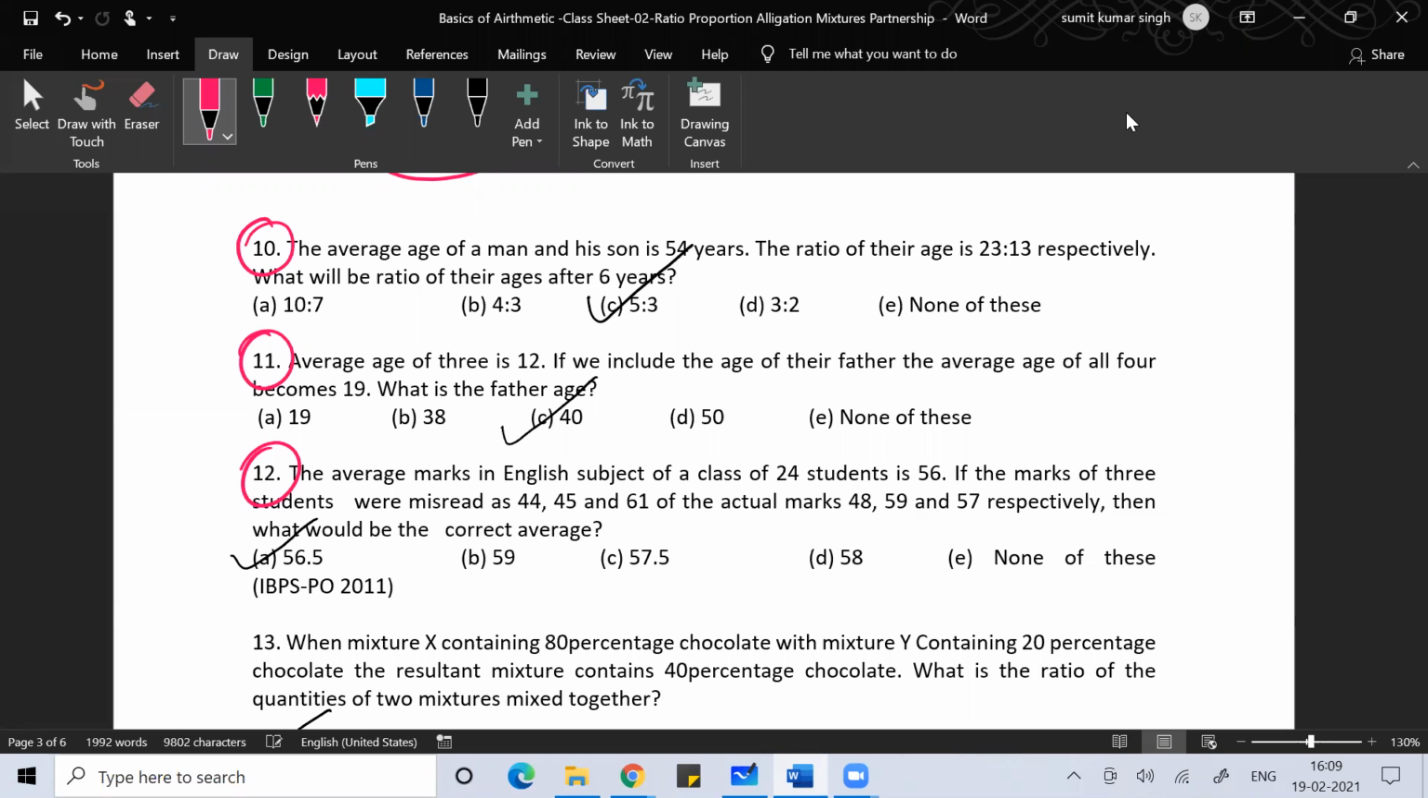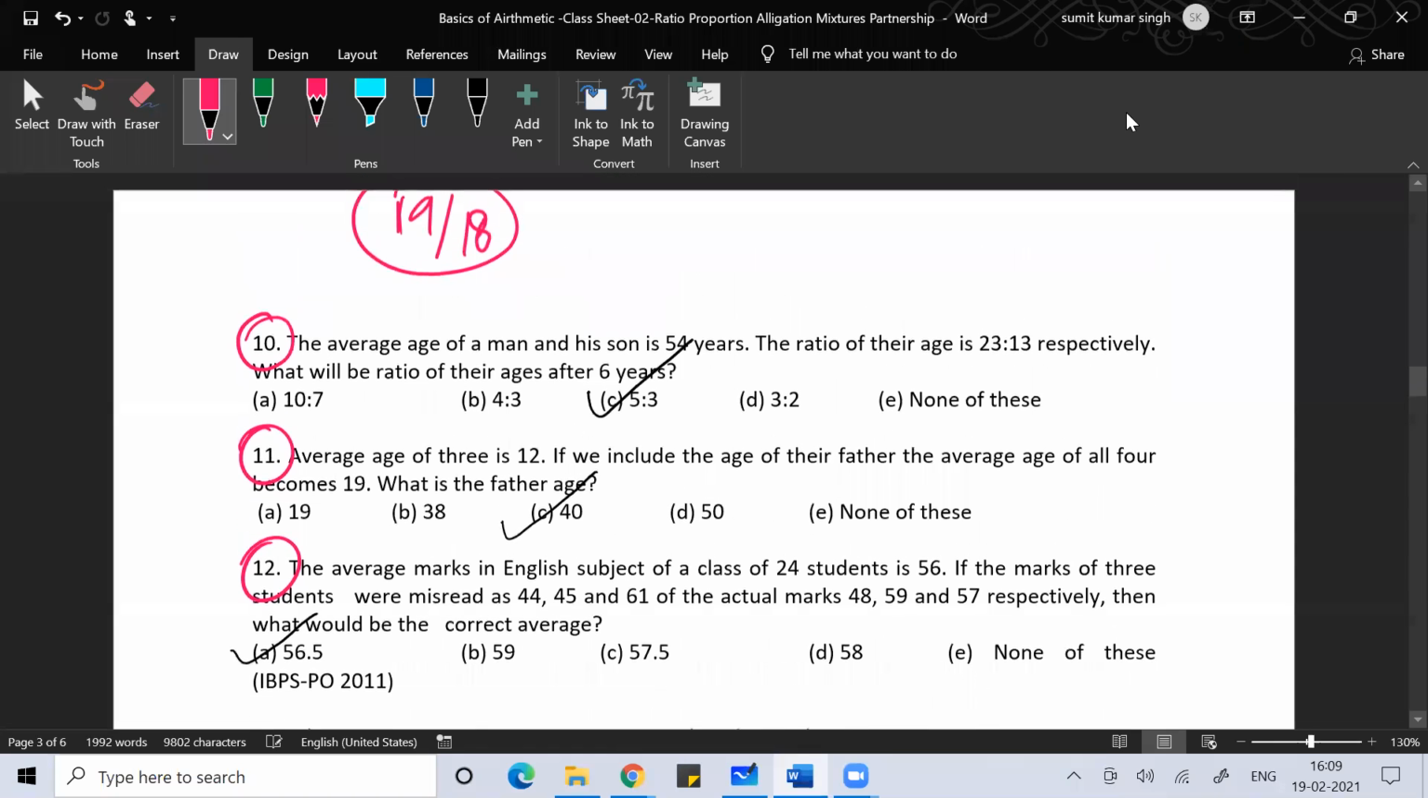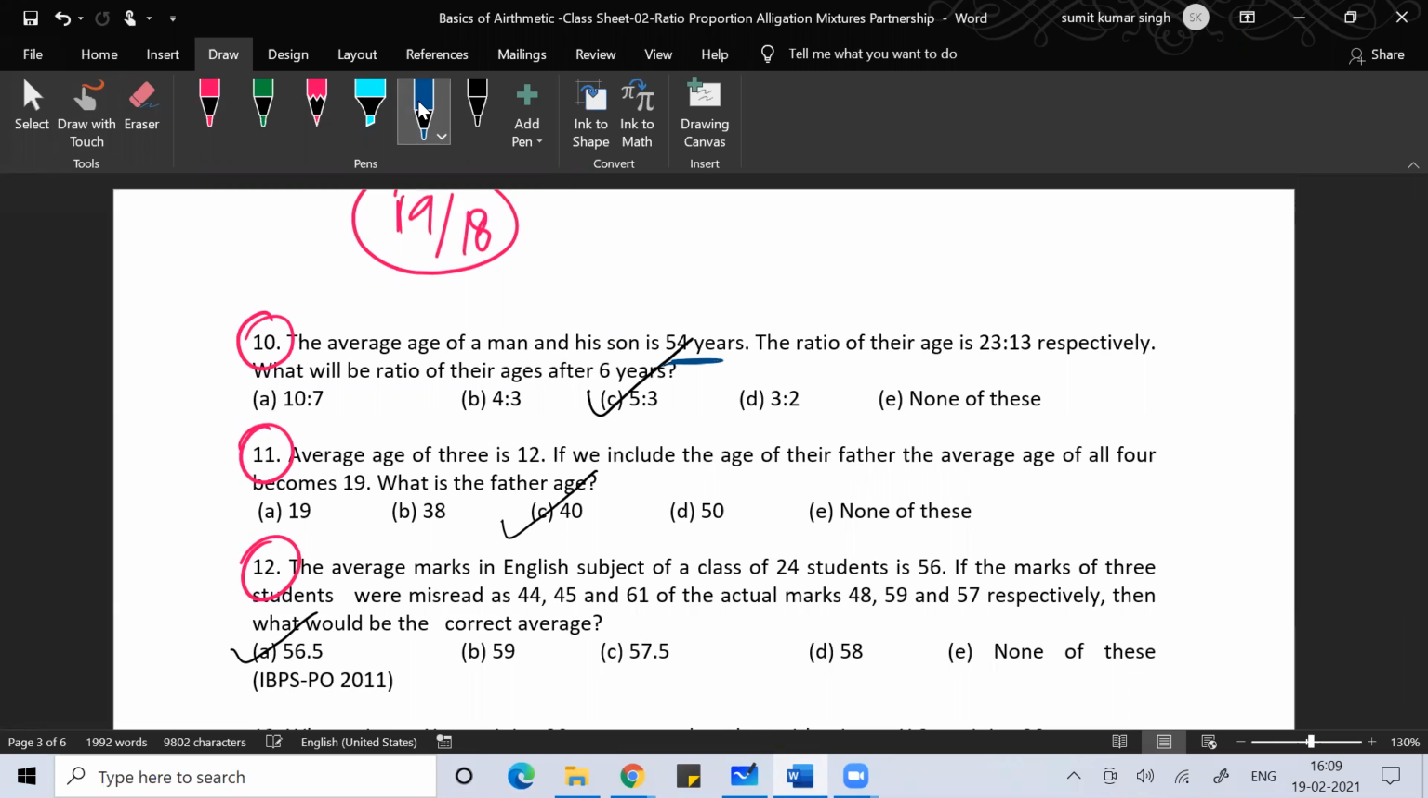Question number 10: the average age of a man and his son is 54 years. The average formula is sum of data by number of data. So the total sum of the ages of the man and his son would be 54 times 2, that would be 108 years.